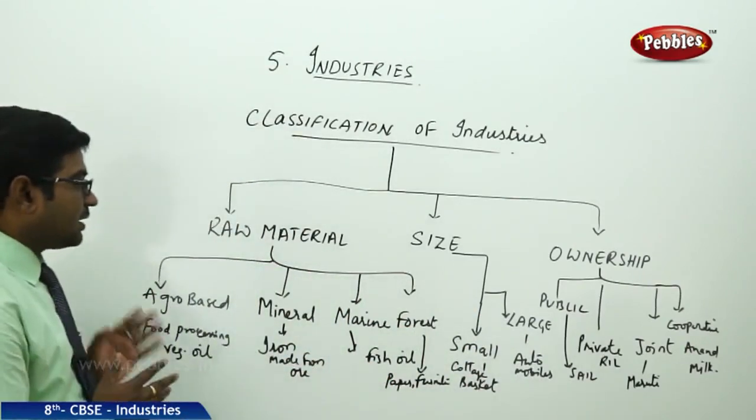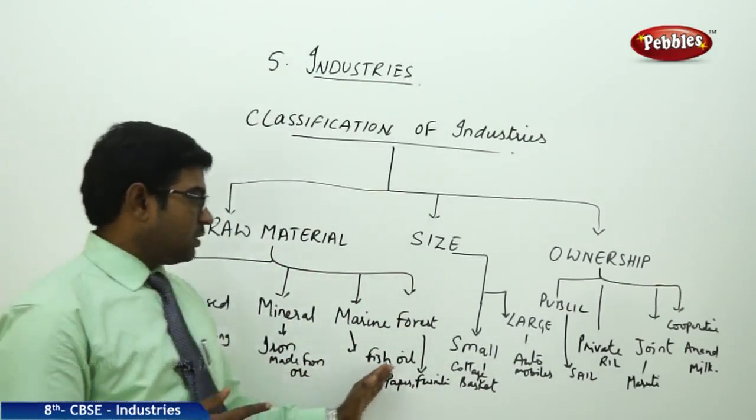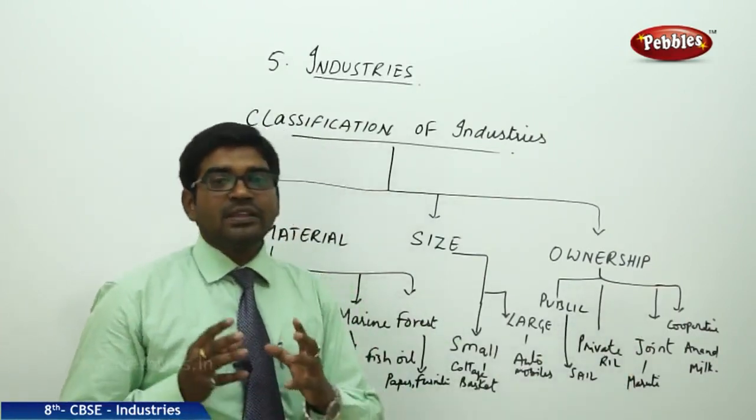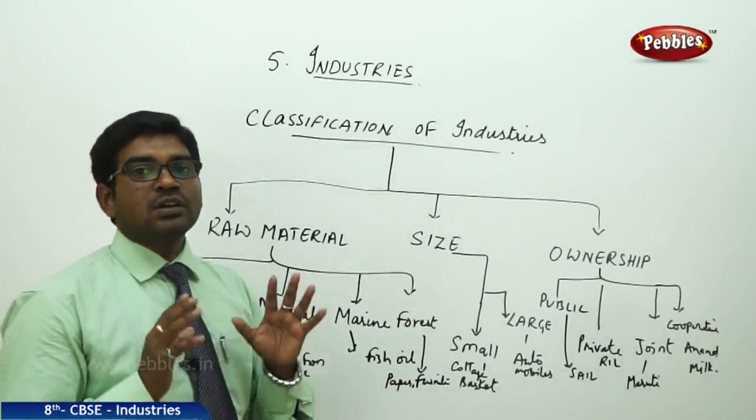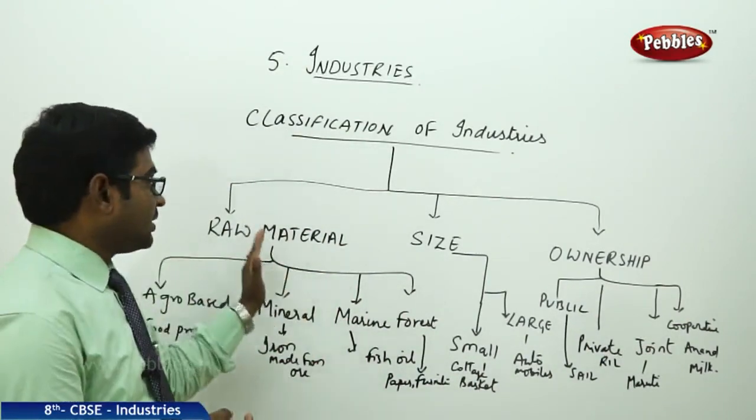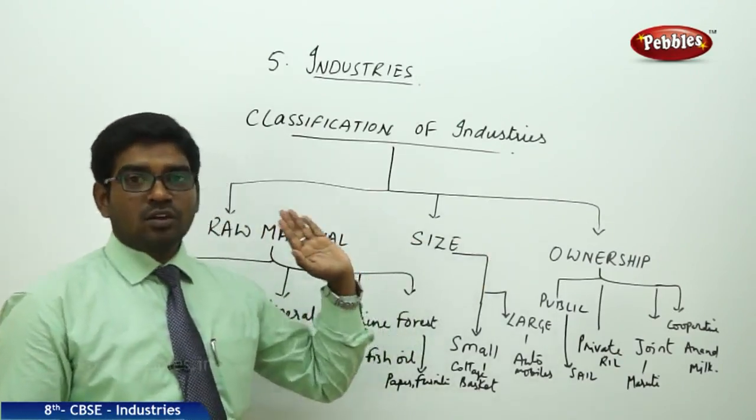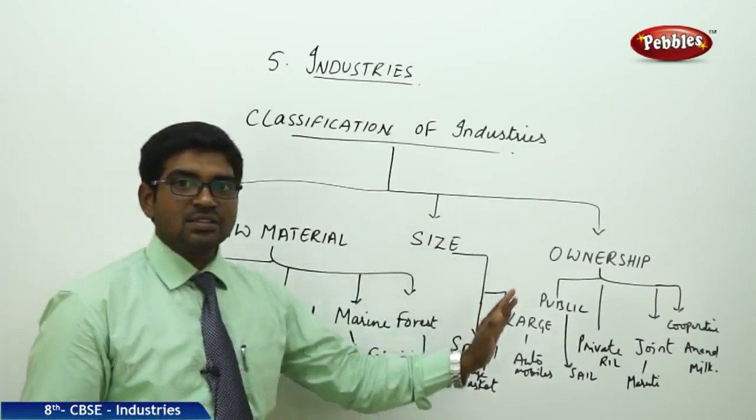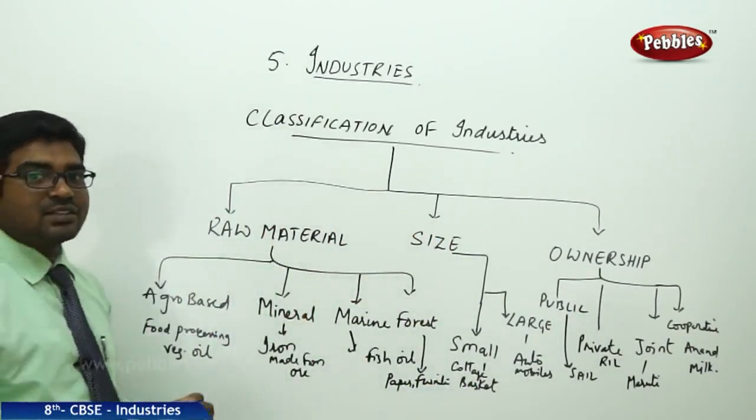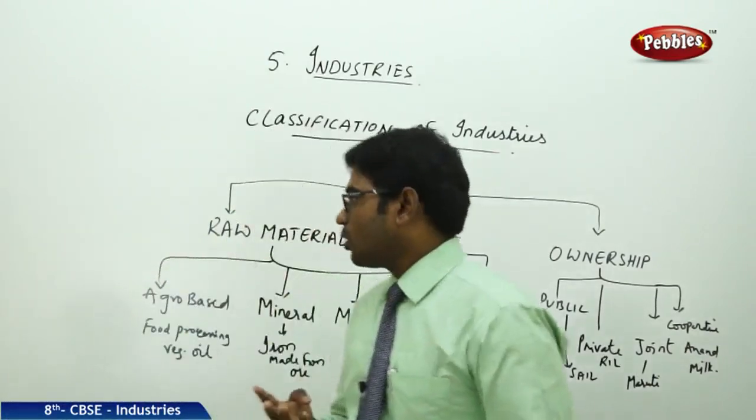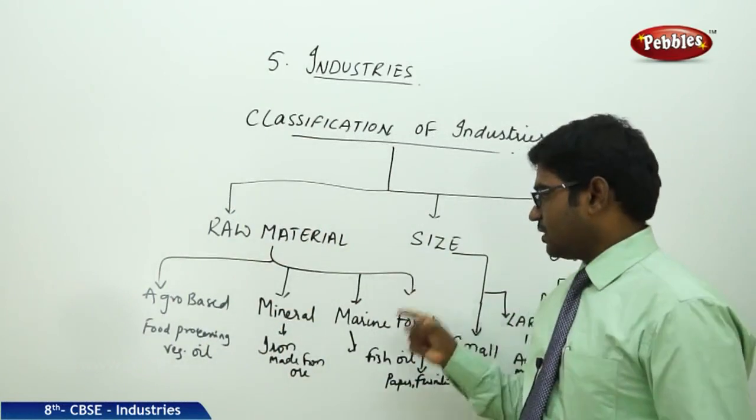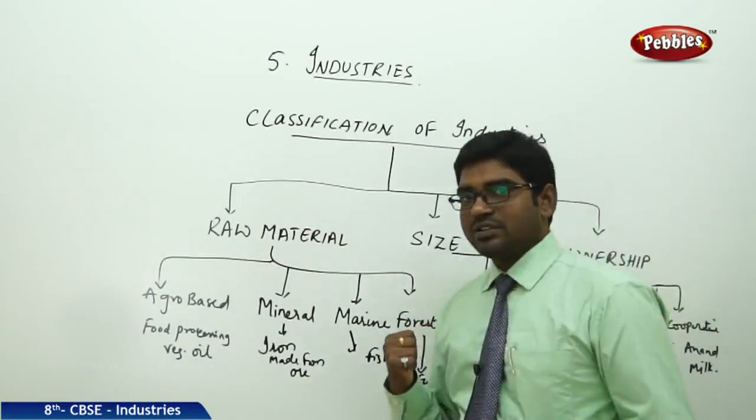Now in total we can count 1, 2, 3, 4, 5, 6, 7, 8, 9, 10. The industries are broadly categorized into 10 categories. First, primarily, they are categorized into three categories: based on raw materials, second is size, third is ownership. Again, based on the raw materials the industry is getting, they are divided into four categories: the agro-based industry, the mineral-based industry, the marine-based industry, the forest-based industry.